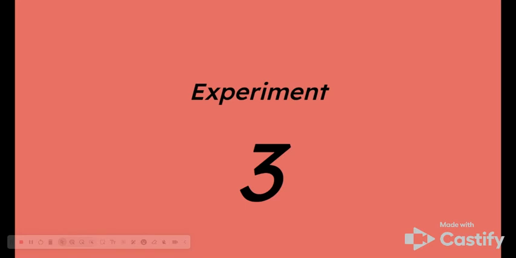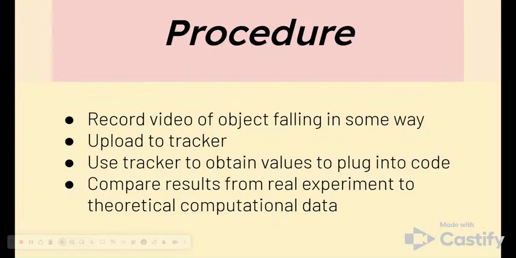So now for the experiment. I recorded a video of an object that was falling in some way. For this lab, I just dropped it. I uploaded the video to Tracker, and then I used Tracker to obtain values, and I plugged those into the code. And then compared results from the real experiment and the theoretical computational data.